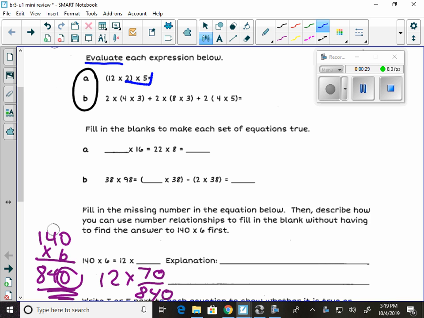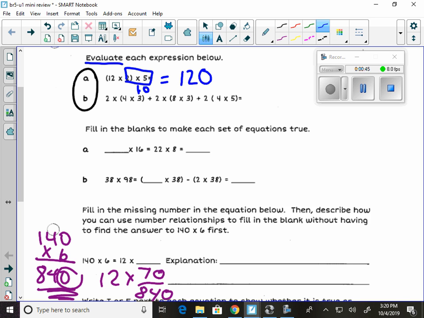One of them is that if it's all multiplication and parentheses, you can ignore the parentheses and move the numbers around, move the parentheses around. And I would do 5 times 2 is 10, multiply that by the 12, 12 times 10 is 120.